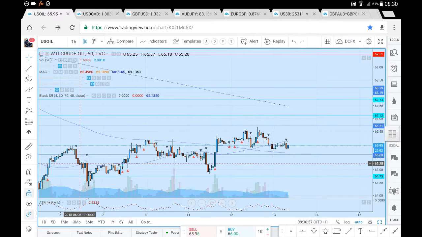So this US oil analysis for Wednesday 13th of June. Now let's just have a look at the prices, where prices may likely go. So previously we've had prices reject the 200 period moving average here.